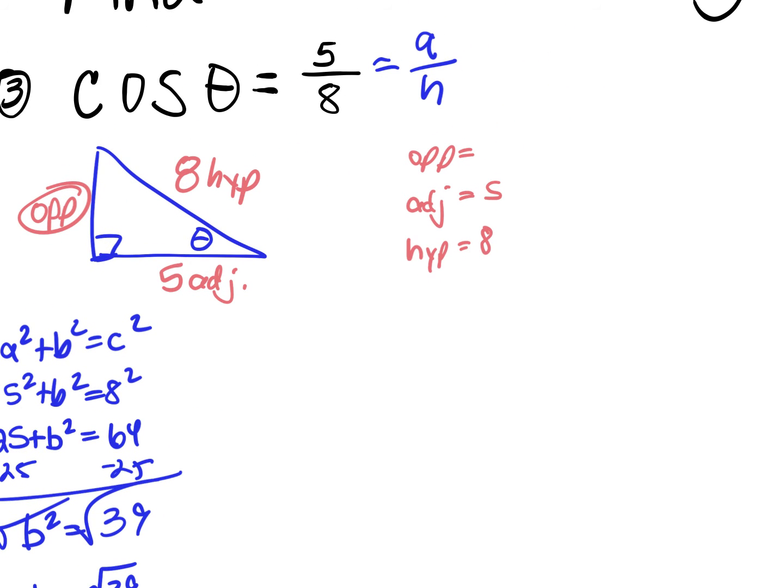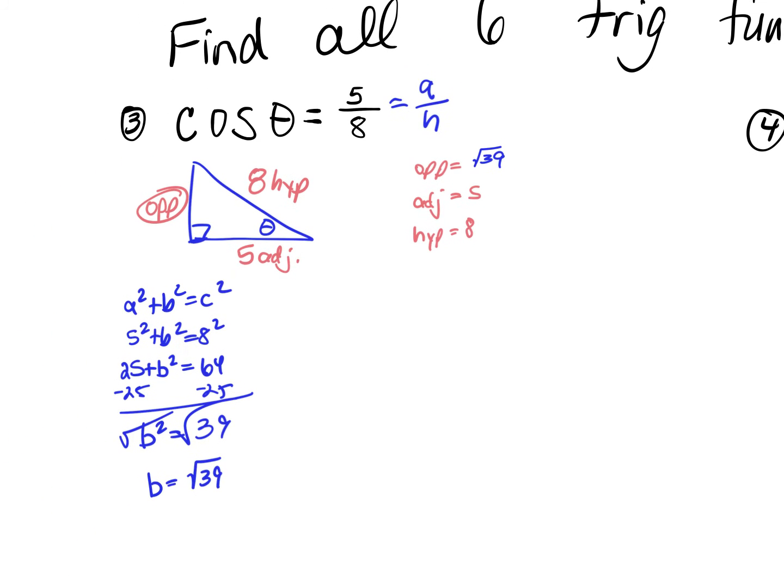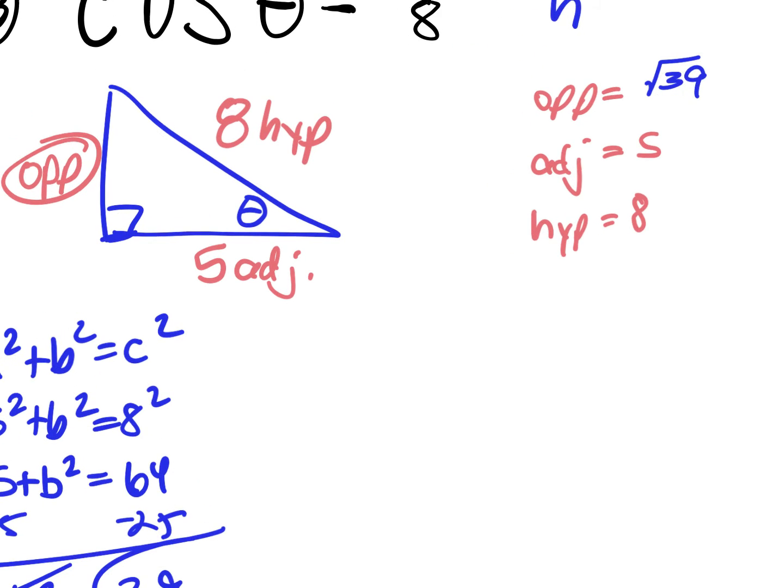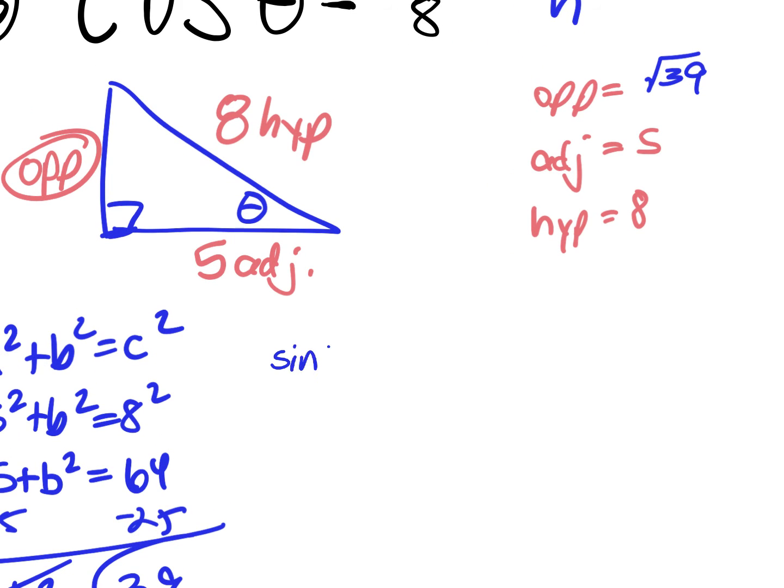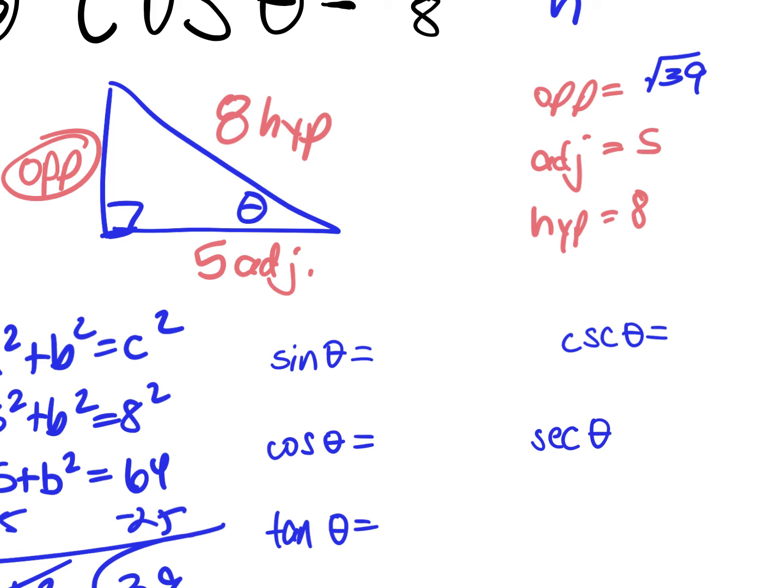So now I know what my 3 sides of my triangle are. Have I solved to find all 6 trig functions? No. But can we do that now? Yes. I'm going to find the sine of theta, the cosine of theta, the tangent of theta, and then cosecant theta, secant theta, and cotangent theta. Remind yourself again. I know you guys know this. Just keep it fresh in your mind.